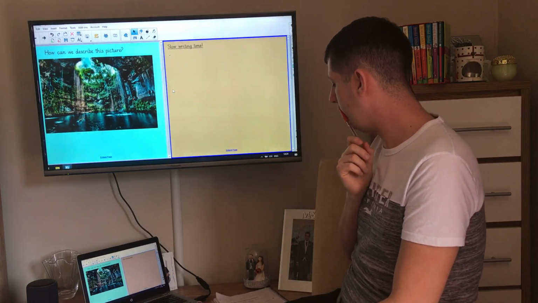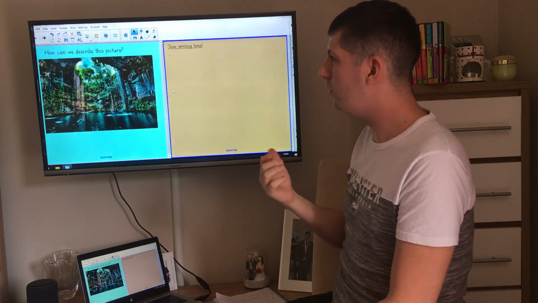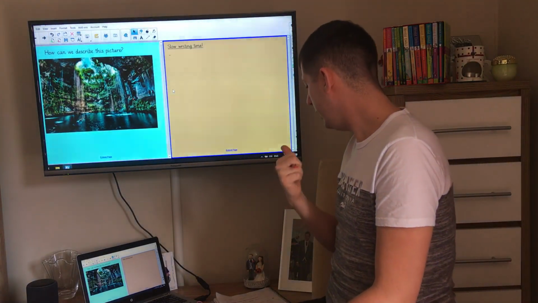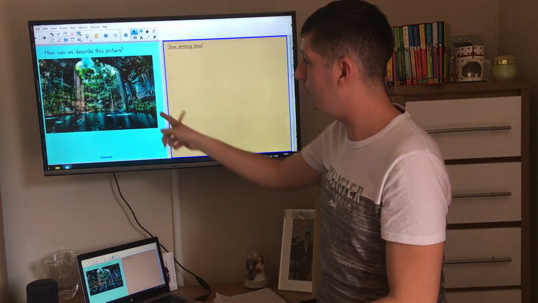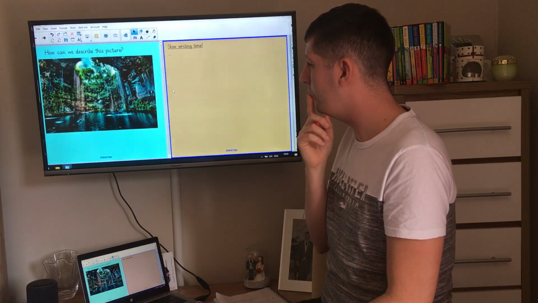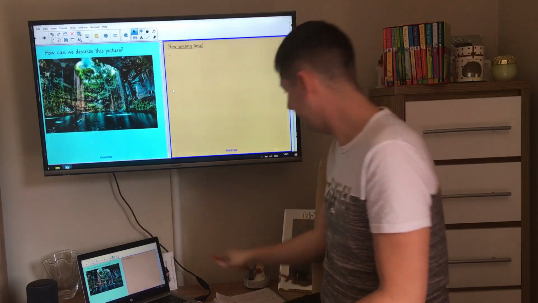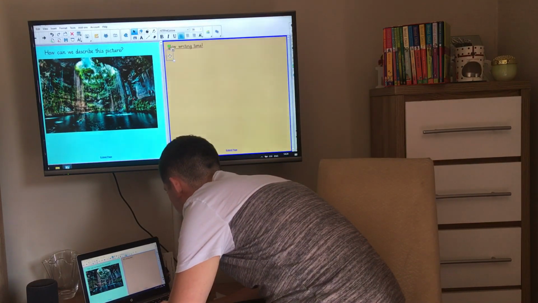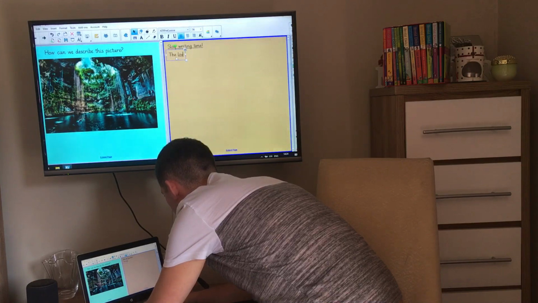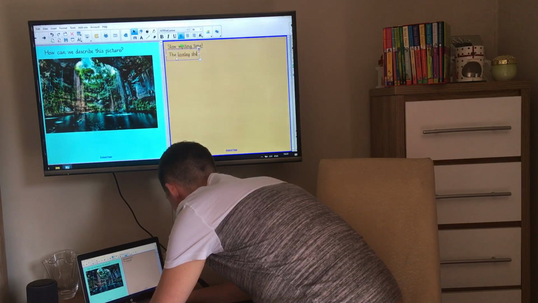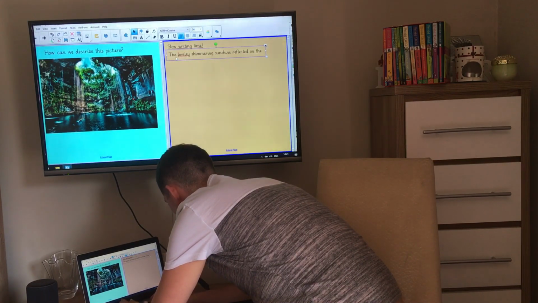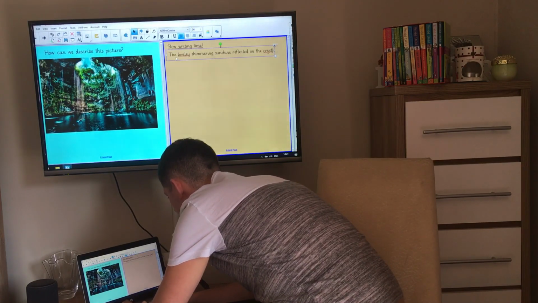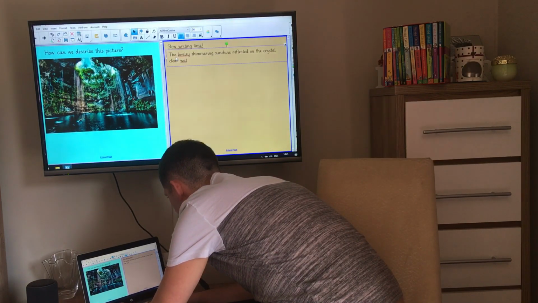So the first thing I'd like to do is describe maybe the sun, how it's shining through. If I was thinking about the sunshine, it's quite lovely, so I'm going to use that word, and it's shimmering as well. So it's shimmering down so that it's reflecting on the water. So how can I write my sentence? Let me see. Okay. The lovely shimmering sunshine reflected on the crystal clear water.